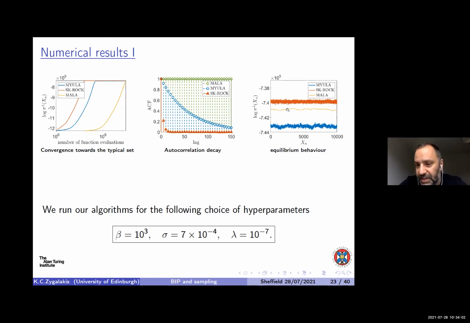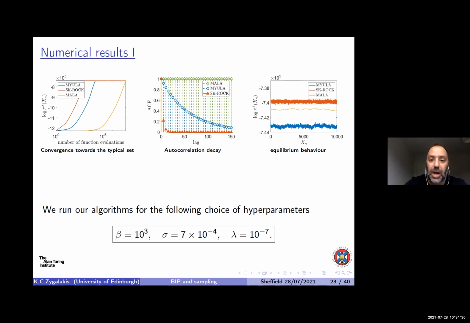So this yellow line here, you can think of it as being the absolute truth, okay? This is the correct behavior of pi lambda. But then both MALA and SK-ROC have some error in them when it comes to the equilibrium behavior. But what you see is that SK-ROC is closer to the truth than MALA.